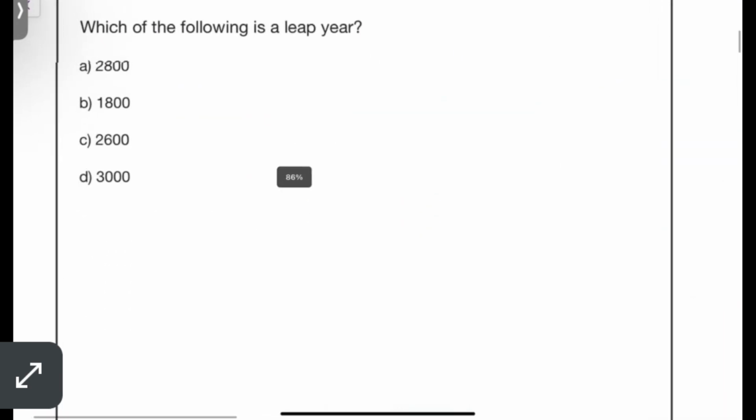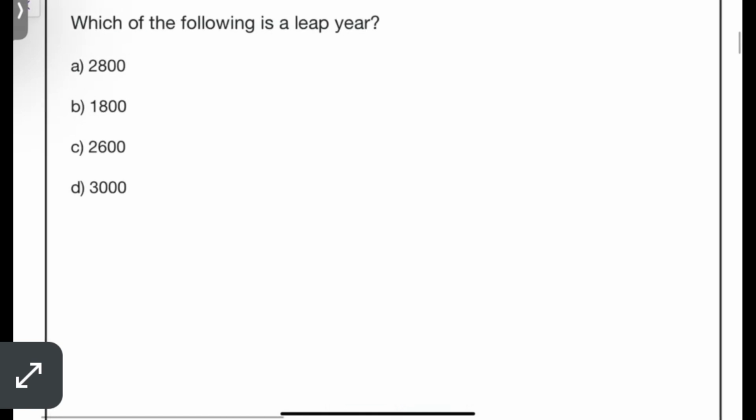Now let's try a simple question. Which of the following is a leap year? That means we are asked to find which of the following is a leap year. If you look through this, you see double hundred, double hundred, double hundred, that means double zero here, which simply means it's a century year. So if it's a century year, what do we do? 2800, I need to divide it by 400. 00 cancel, so 28 divided by 4. 4 into 7 is 28. So this one is a leap year.